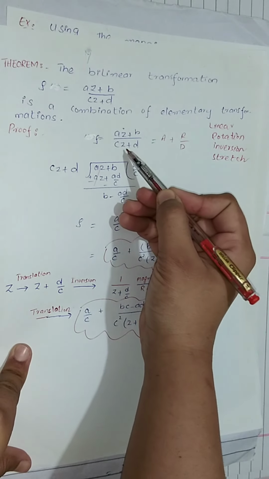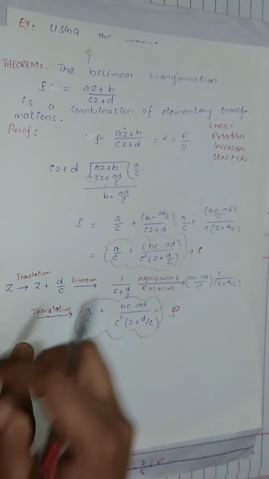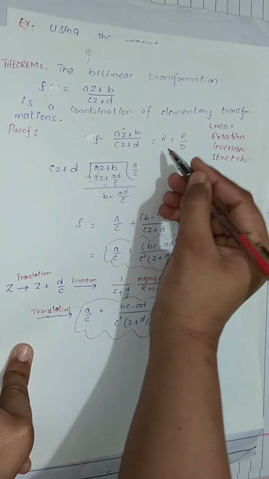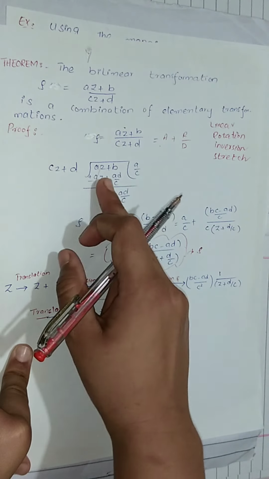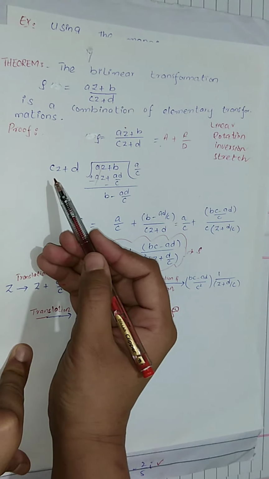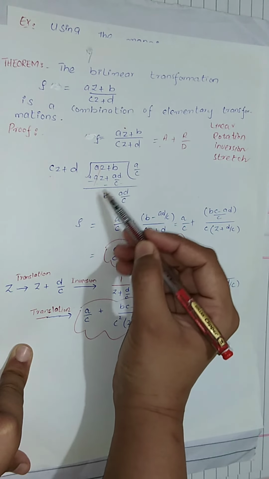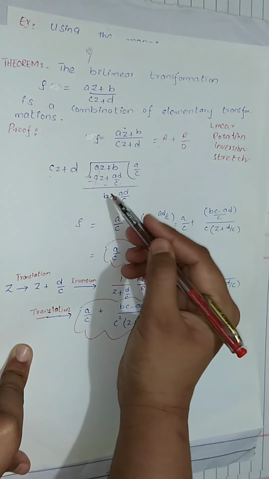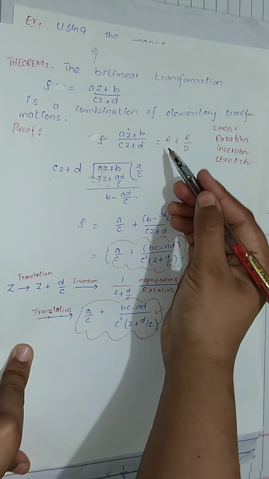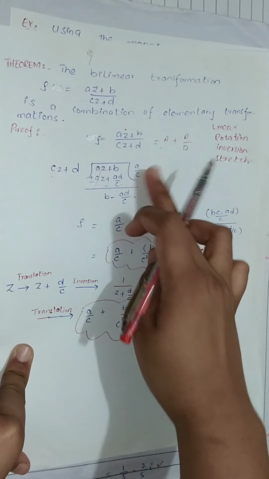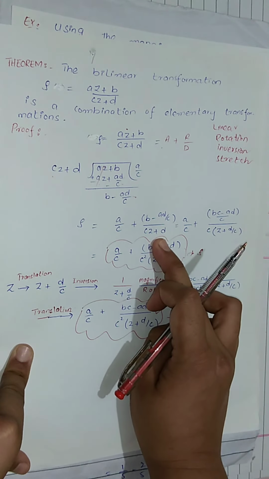We can see that in the numerator and denominator the power is the same, so it is an improper fraction. By dividing we can solve it. After division we can write it as answer plus remainder over divisor. So we divide AZ plus B by CZ plus D. When we multiply CZ plus D by A by C, we have AZ plus AD by C. So it will be cancelled out and we have B minus AD by C. Answer is equal to A by C, plus remainder (B minus AD by C) over (CZ plus D).